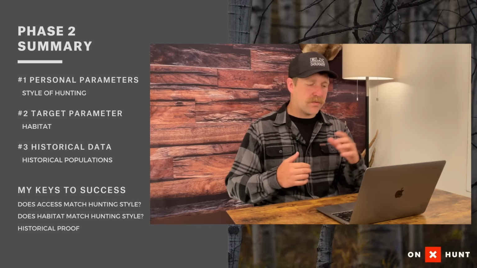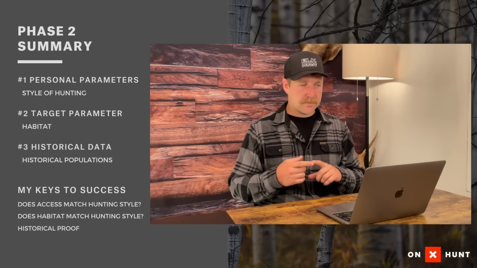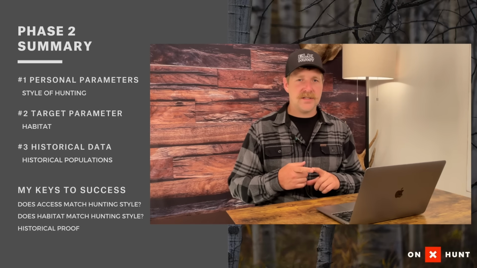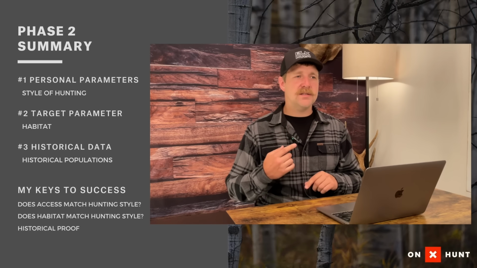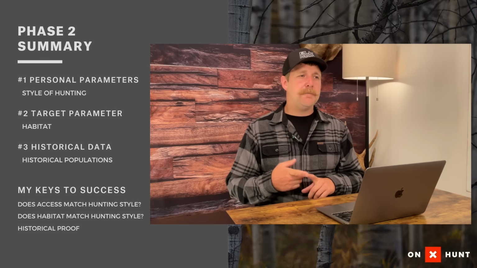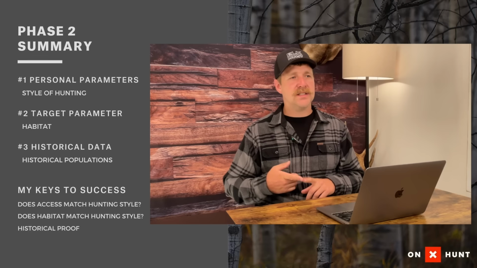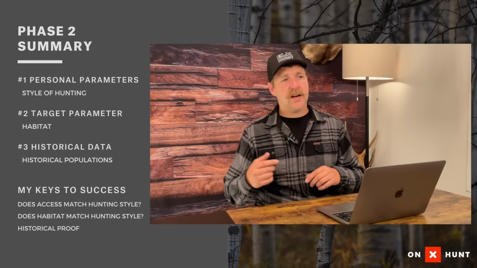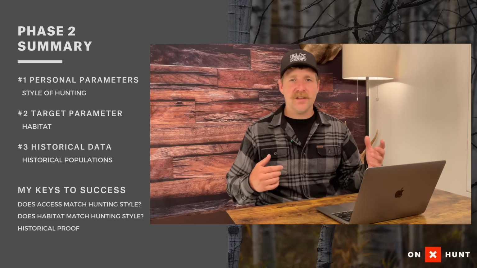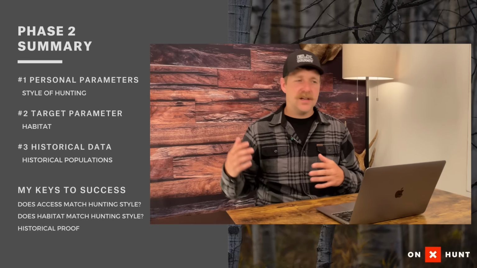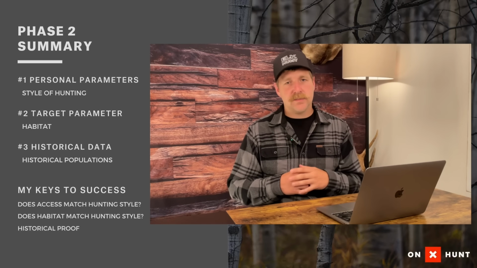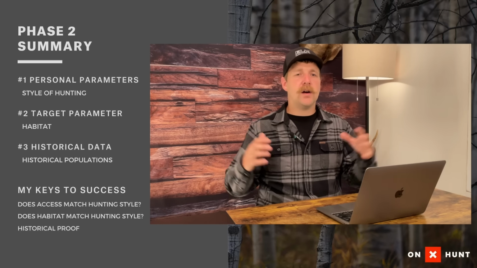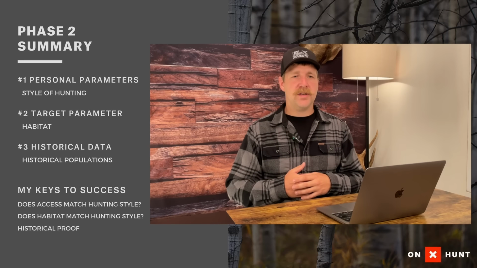So number 3 is historic populations. I can't tell you how much this gets overlooked. Calling people and figuring out if the populations are there. And it's so simple to ask a biologist, hey, what side of the unit historically has better populations this time of year, for this hunt, whether it's October, September, or November? Figuring out where historically the populations are at.